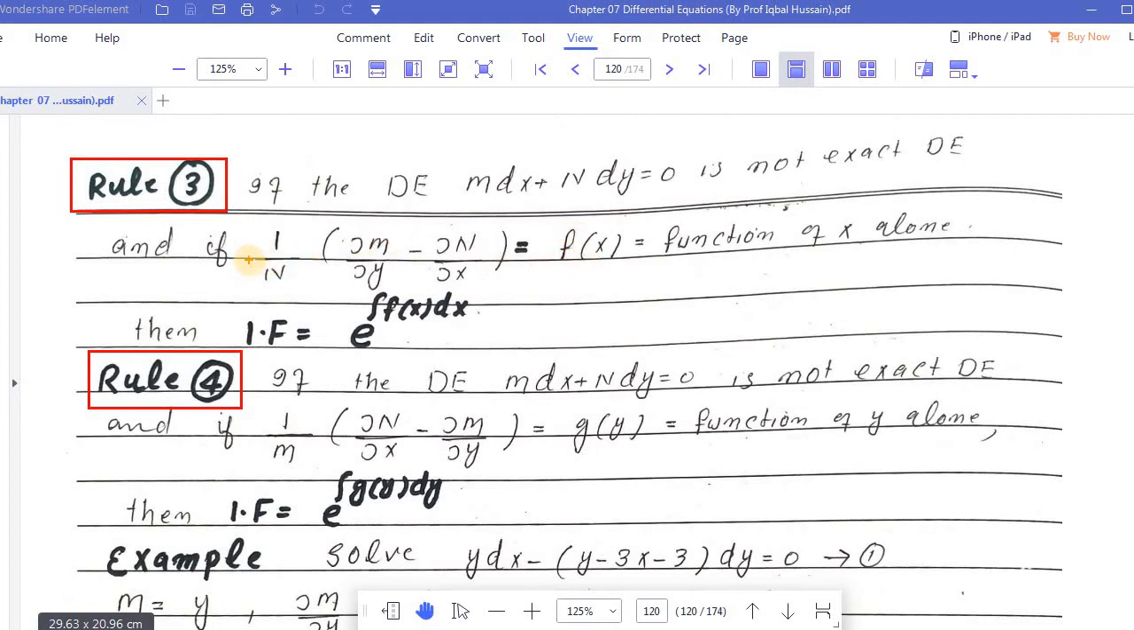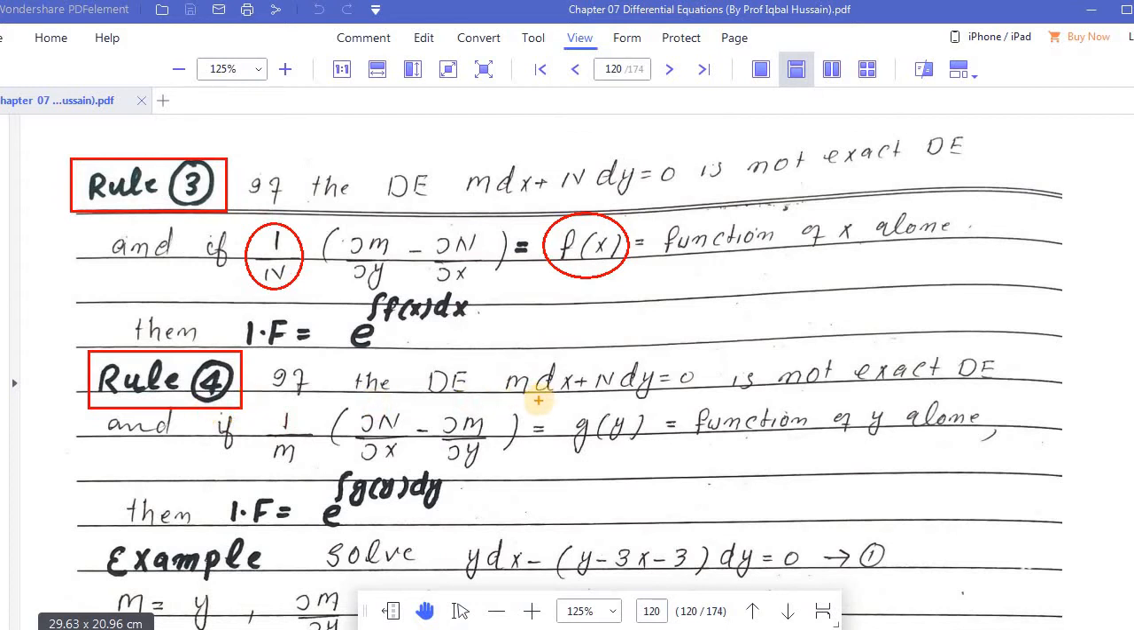Remember, if we have 1 over N, then here we will have a function of x, and this will be the integrating factor. This is N, so here is M. Remember this expression: if the value of this one is f of x, then this will be the integrating factor. Now we come to the fourth rule.